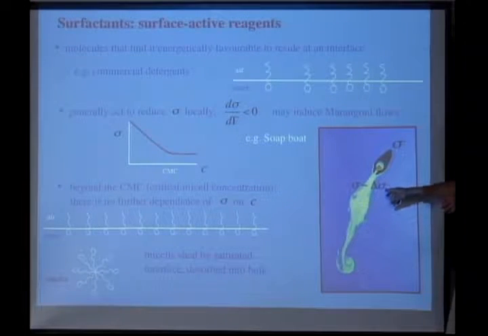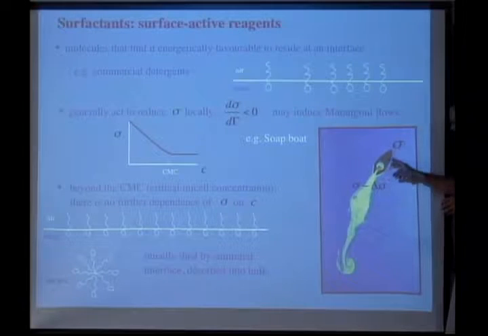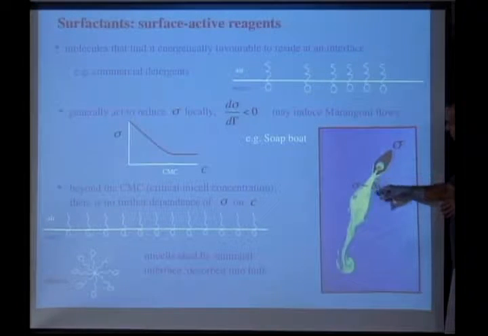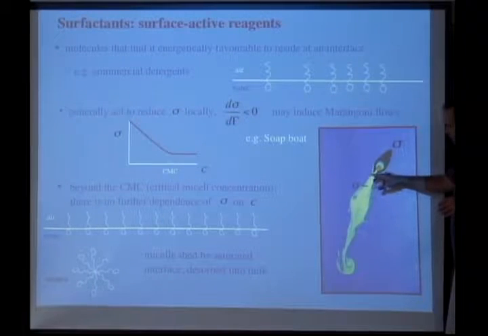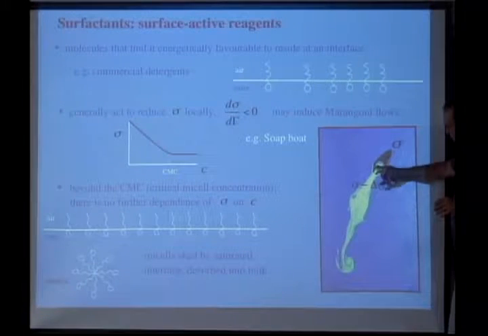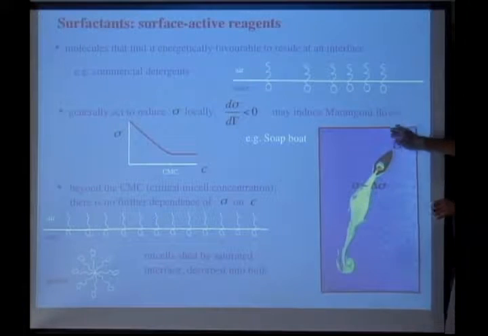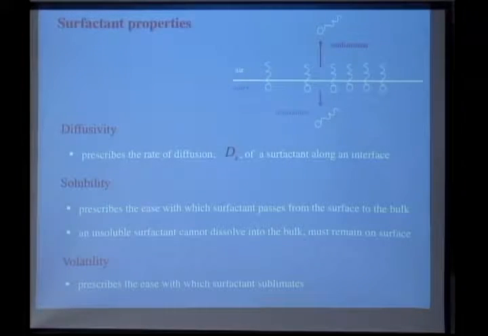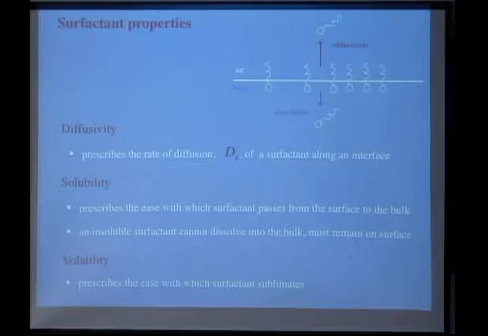So we've seen already, discussed this soap boat. It's a piece of wood with a piece of soap at the end which leaks out, decreases the surface tension, and so gives rise to a propulsive force which drives the boat forward. Okay? Okay, so what about these surfactants?